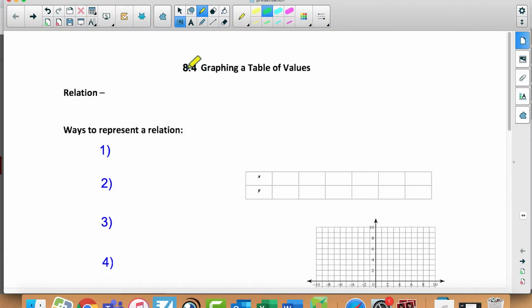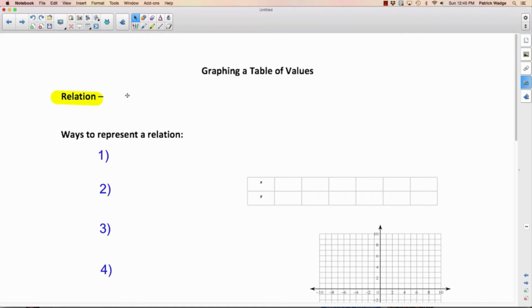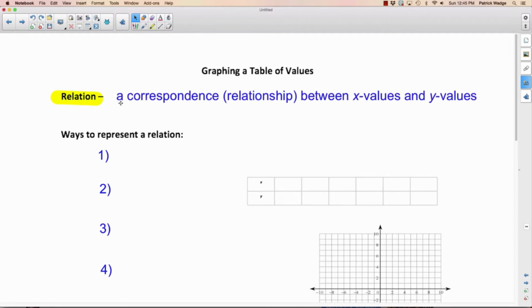Section 8.4 is on graphing a table of values. So in this section, we're going to be talking a lot about relations and different ways to represent relations. So I guess we should start with, what's a relation? A relation is a relationship, surprise. It's a correspondence or a relationship between x values and y values.